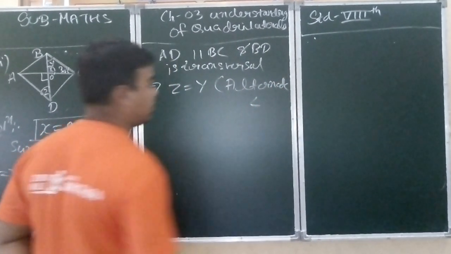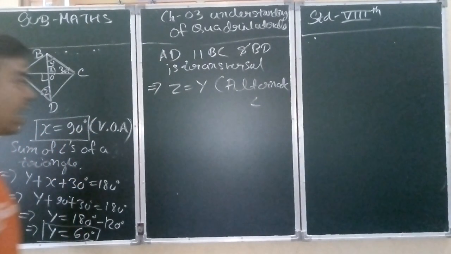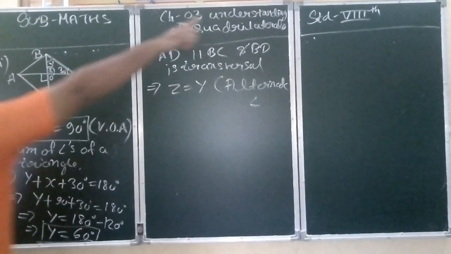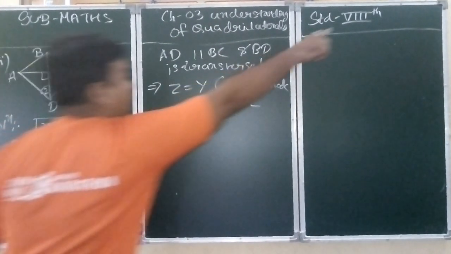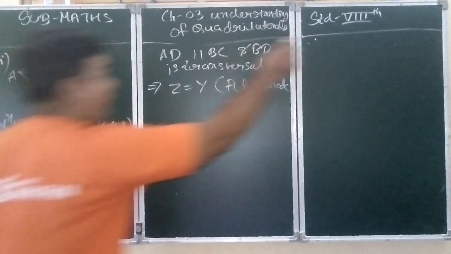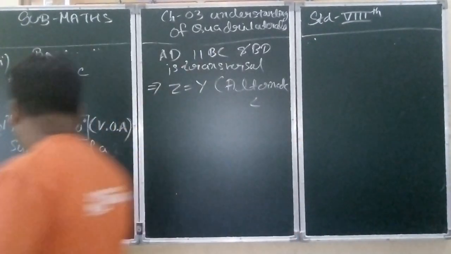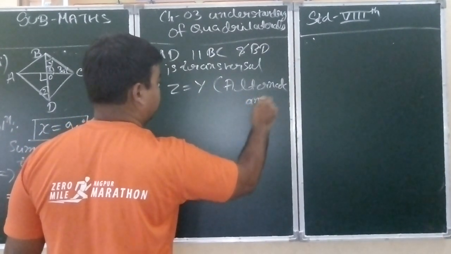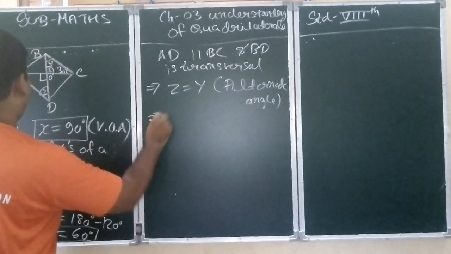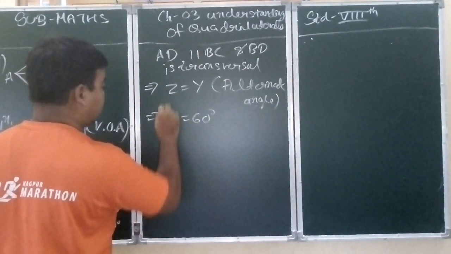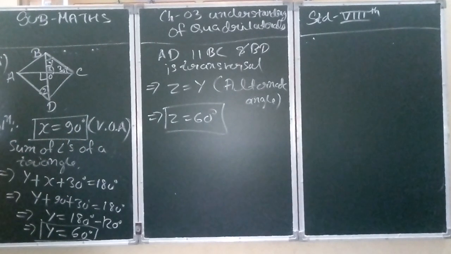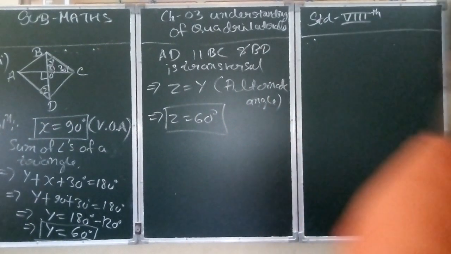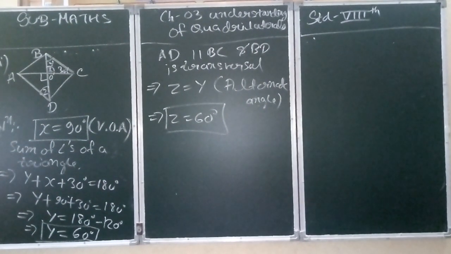Alternate angle we already saw in 7th standard. We studied about this alternate angle. Suppose this board is there. If this line is parallel to this line, and you draw one diagonal, then this angle is equal to this angle. So by alternate angle, the value of z is also 60 degree. So x equal to 90 degree, y equal to 60 degree, z equal to 60 degree.